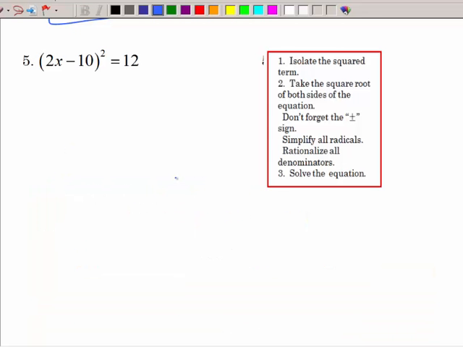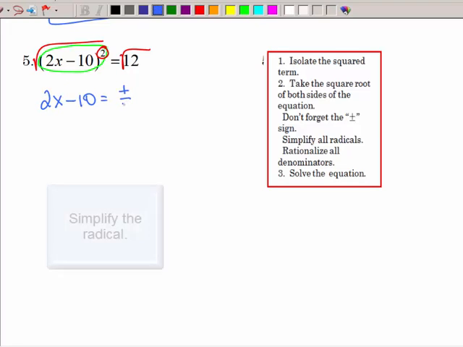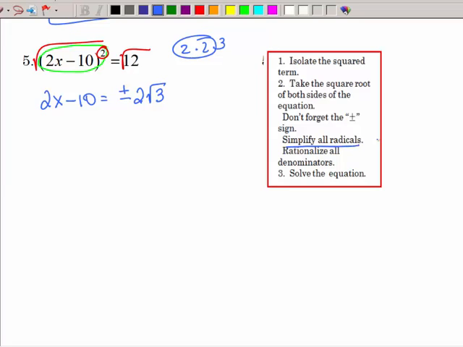So the next example is very similar to the last one. Again, we have a quantity squared. So that's already by itself. So I can take the square root of both sides. And again, the square root and the square undo each other. So I have 2x minus 10 equals plus or minus, but that square root of 12, remember, is 4 times 3, so we can take out a 2 and leave a 3. So this is where I'm simplifying those radicals. First chance I've got to do that.